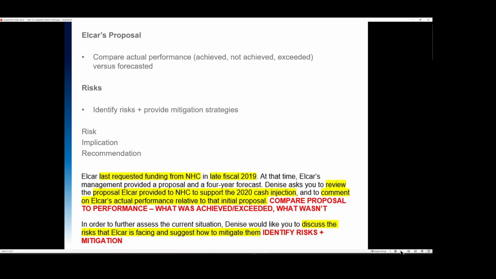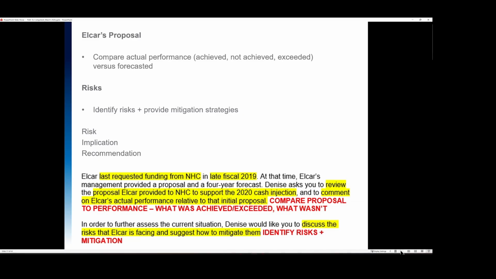The next required is we're asked to identify risks and provide mitigation strategies. So I'm hoping that the first structure that comes to mind is the WIR format. The WIR format stands for weakness, or it could be risk or issue, I stands for implication, and R stands for recommendation.